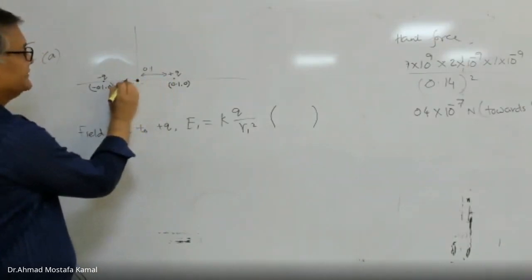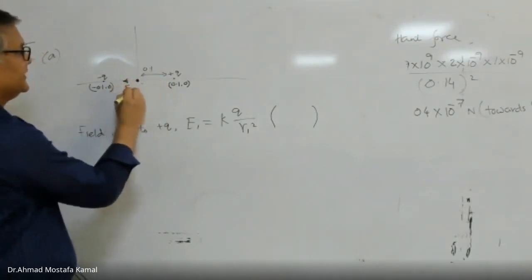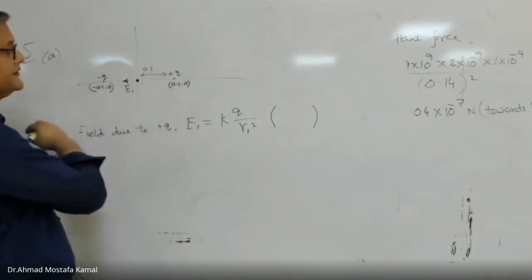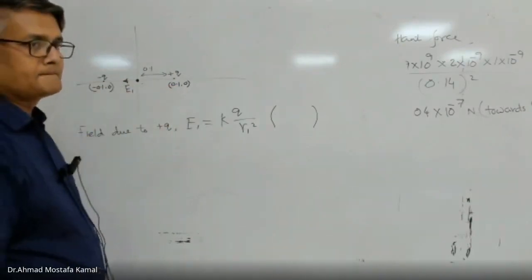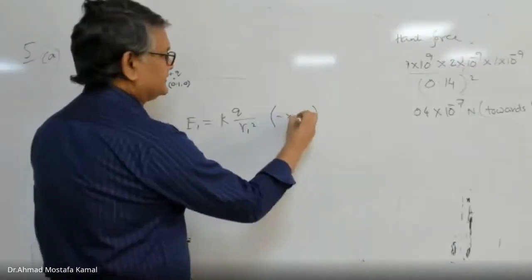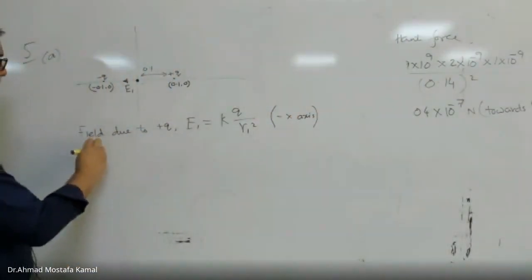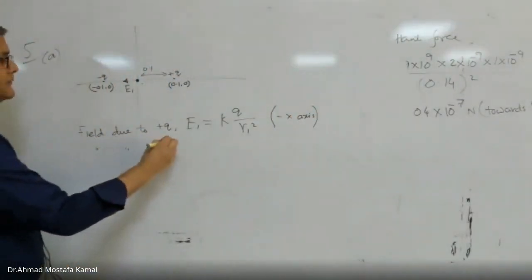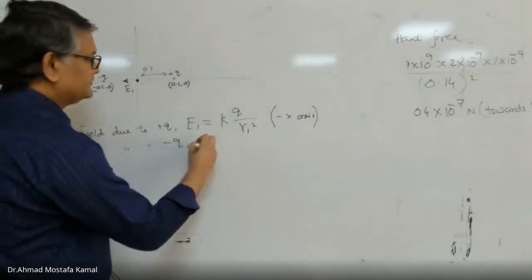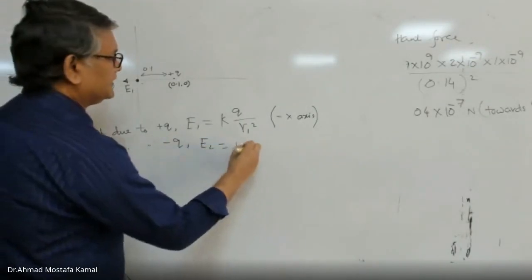So this q will repel or push this 1 coulomb charge along this direction. This is the direction of E1. So which direction is this? Positive x or negative x? So, negative x. So write down that the direction of it is negative x. And field due to minus q is E2 equal to k q by r2 square.